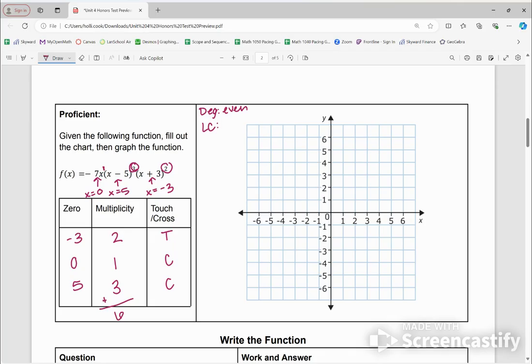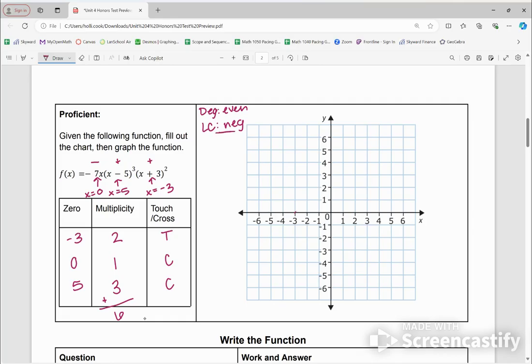And then leading coefficient, if we look at this first section, we have -7x squared, so that's a negative. X in the second section is positive. Third section, x is positive. So negative times positive will give us a negative. So since our degree is even, that means we're going to be pointing in the same direction, right? Both up or both down. Leading coefficient being negative tells us it's going to be down.